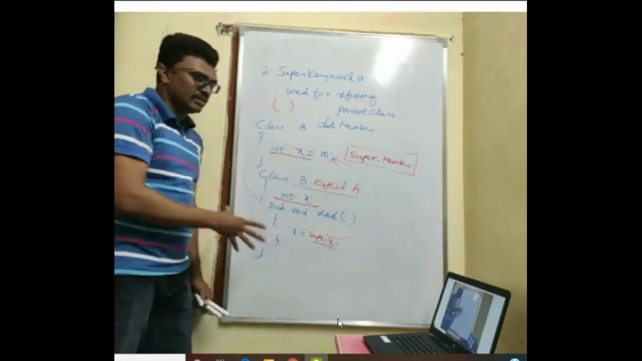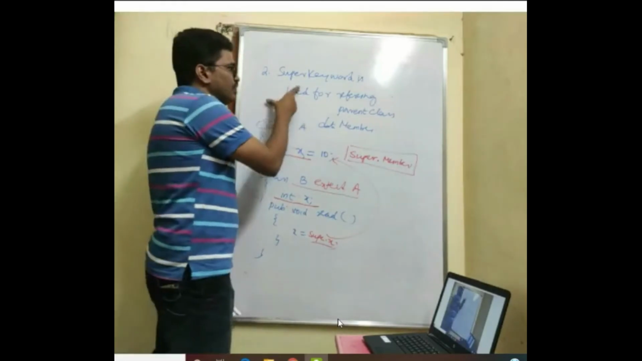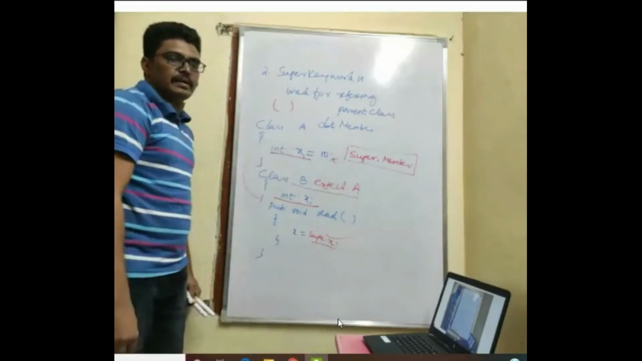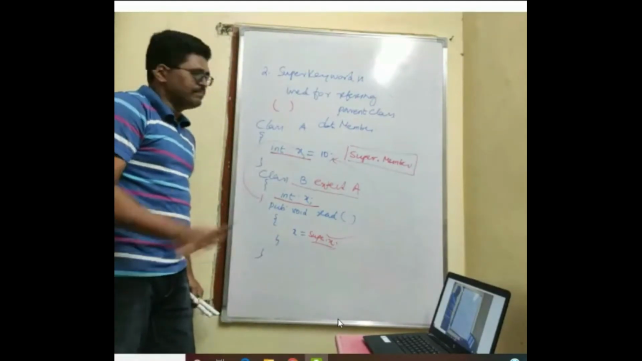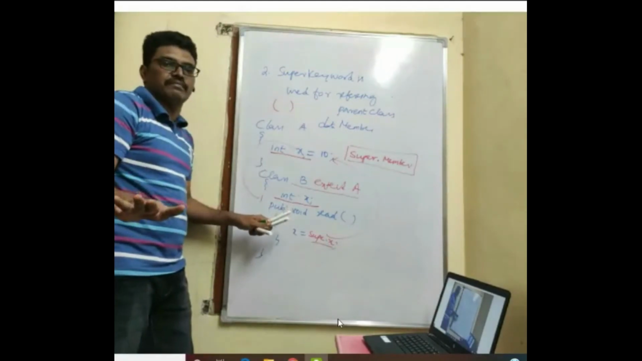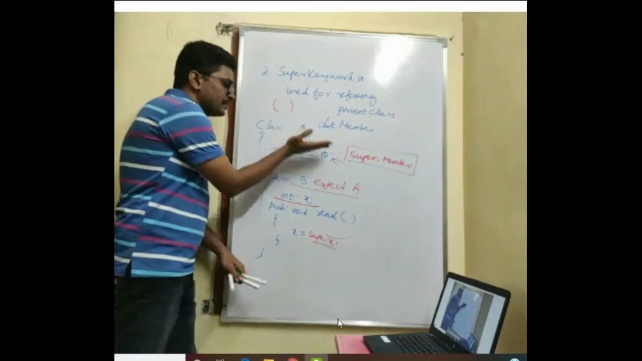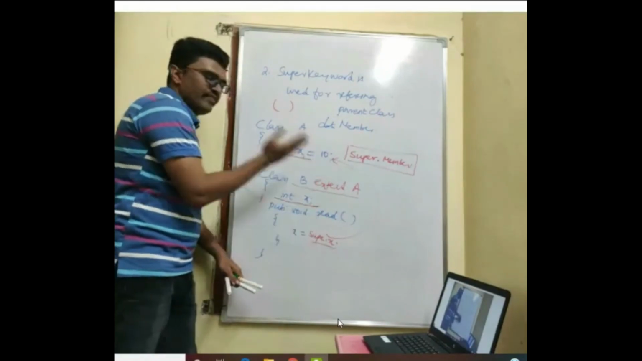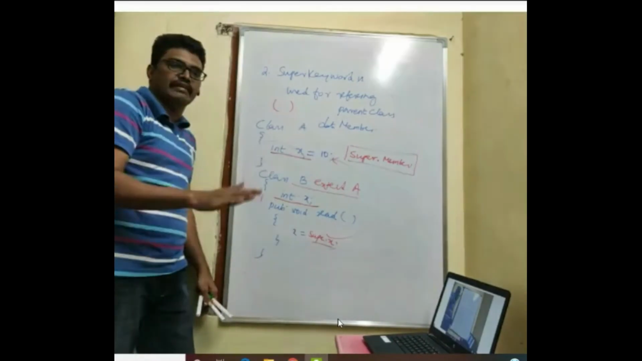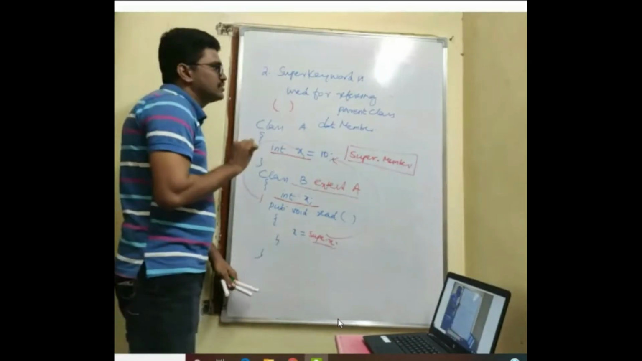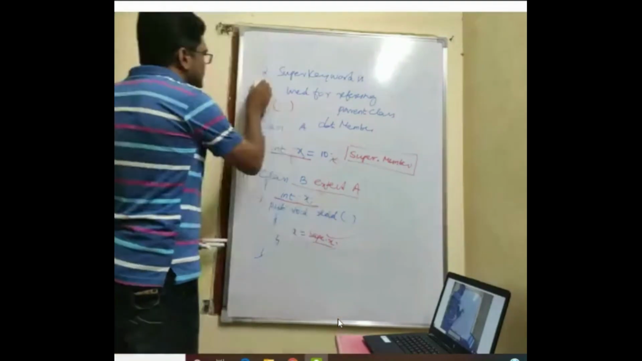Is that right? So now the second usage of super keyword is for referring the parent class data members. When is it needed? When both are different, you need not have a super keyword. When the base class member and derived class member are both the same, then to differentiate the base class member and derived class member, you need a super keyword. I hope you understood this. Is that fine?